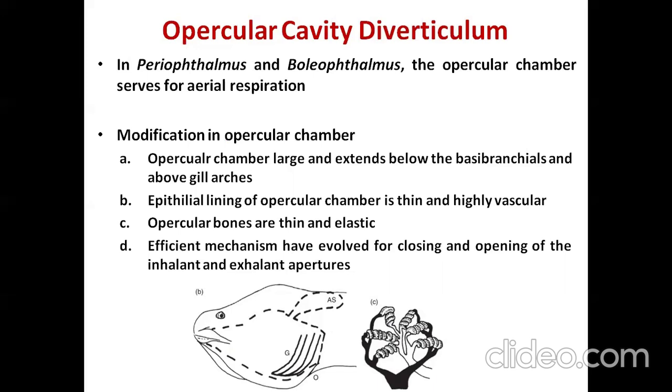It has to be very, very thin. Normally, it should be very thin, then only the exchange of gases and the blood can happen in a very rapid manner. And opercular bones are also thin and elastic. They have to be very elastic, or flexible. And efficient mechanisms have evolved for closing and opening of the inhalant and exhalant apertures. It has to close the inhalant and exhalant aperture. That is the opening through which the air enters, that is inhalant, and exhalant is through which it comes out.